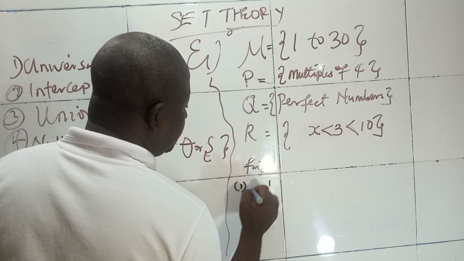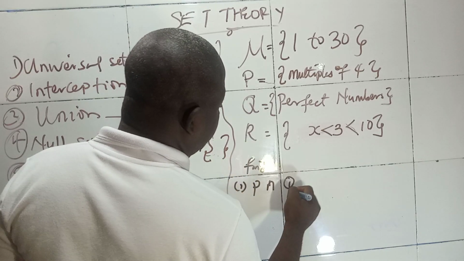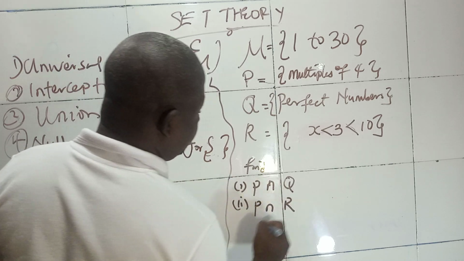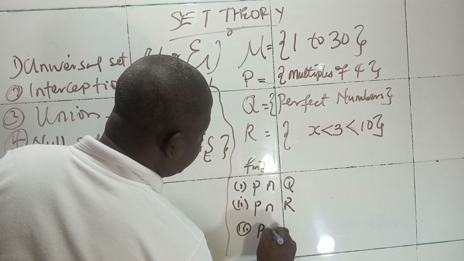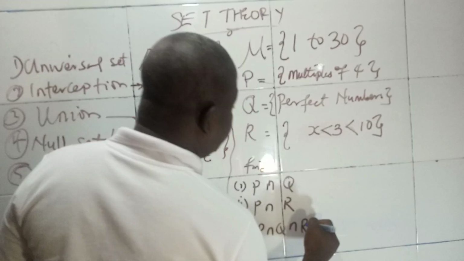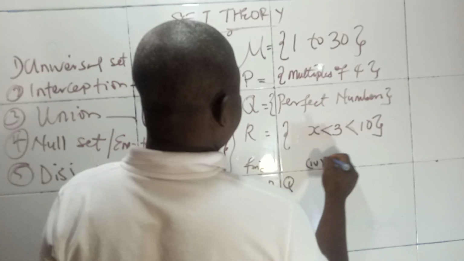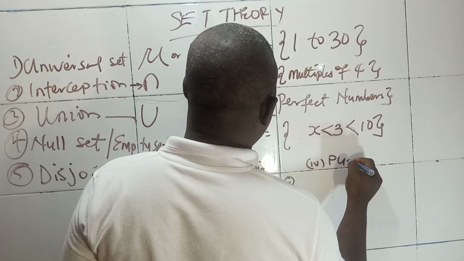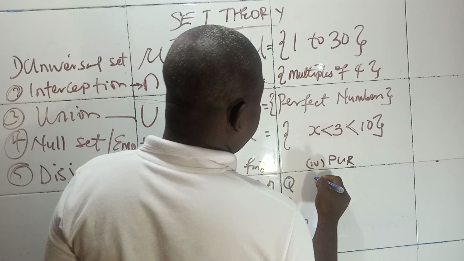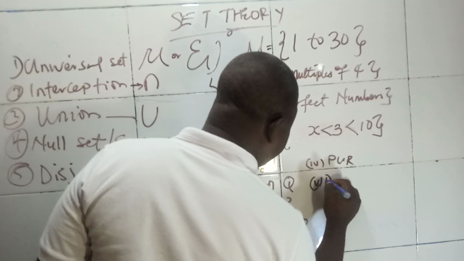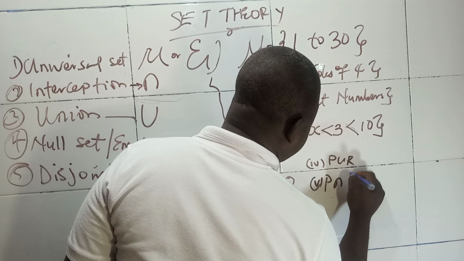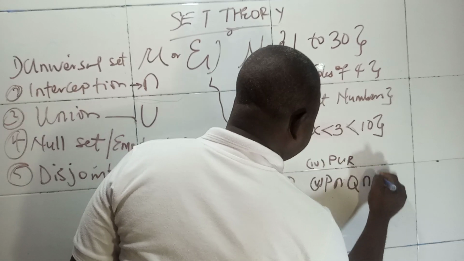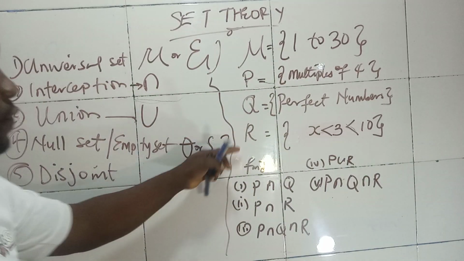One, P intersection Q. Two, P intersection R. Three, they can say P intersection Q intersection R. Four, they can say P union R. Then five, like I say P intersection R, P intersection Q intersection R. So now we want to solve these questions.